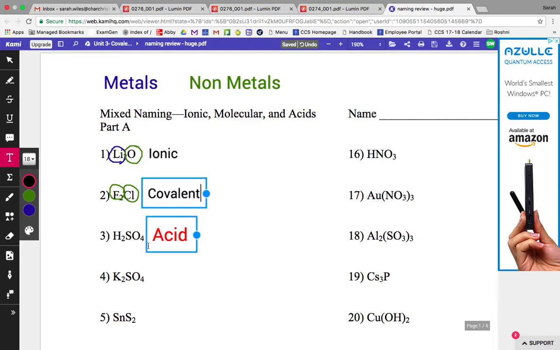Now, sometimes you will see covalent be called molecular. They're the same thing. They're interchangeable. In our class, we're going to use covalent. If you see molecular, it's okay. Don't freak out. Life will go on.